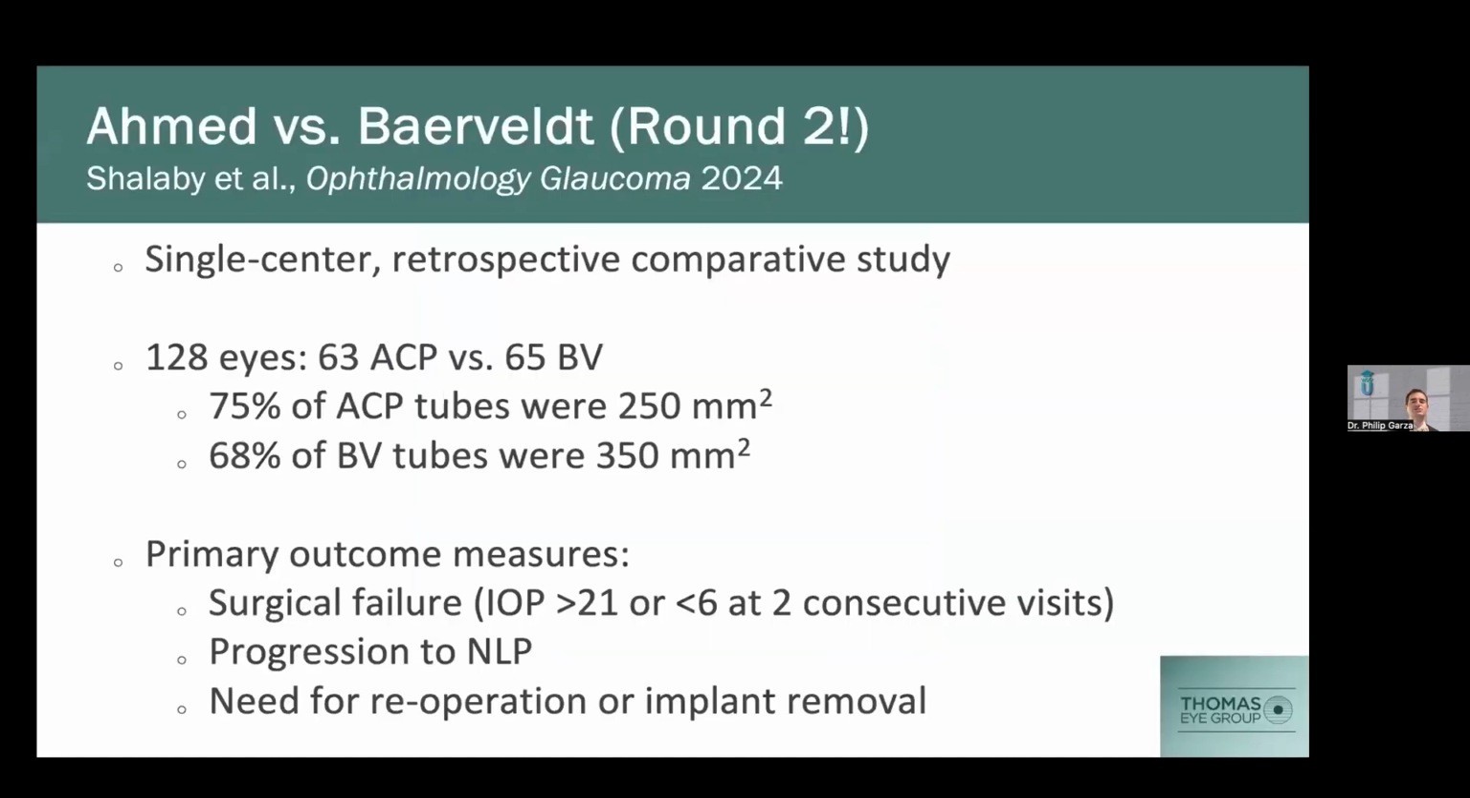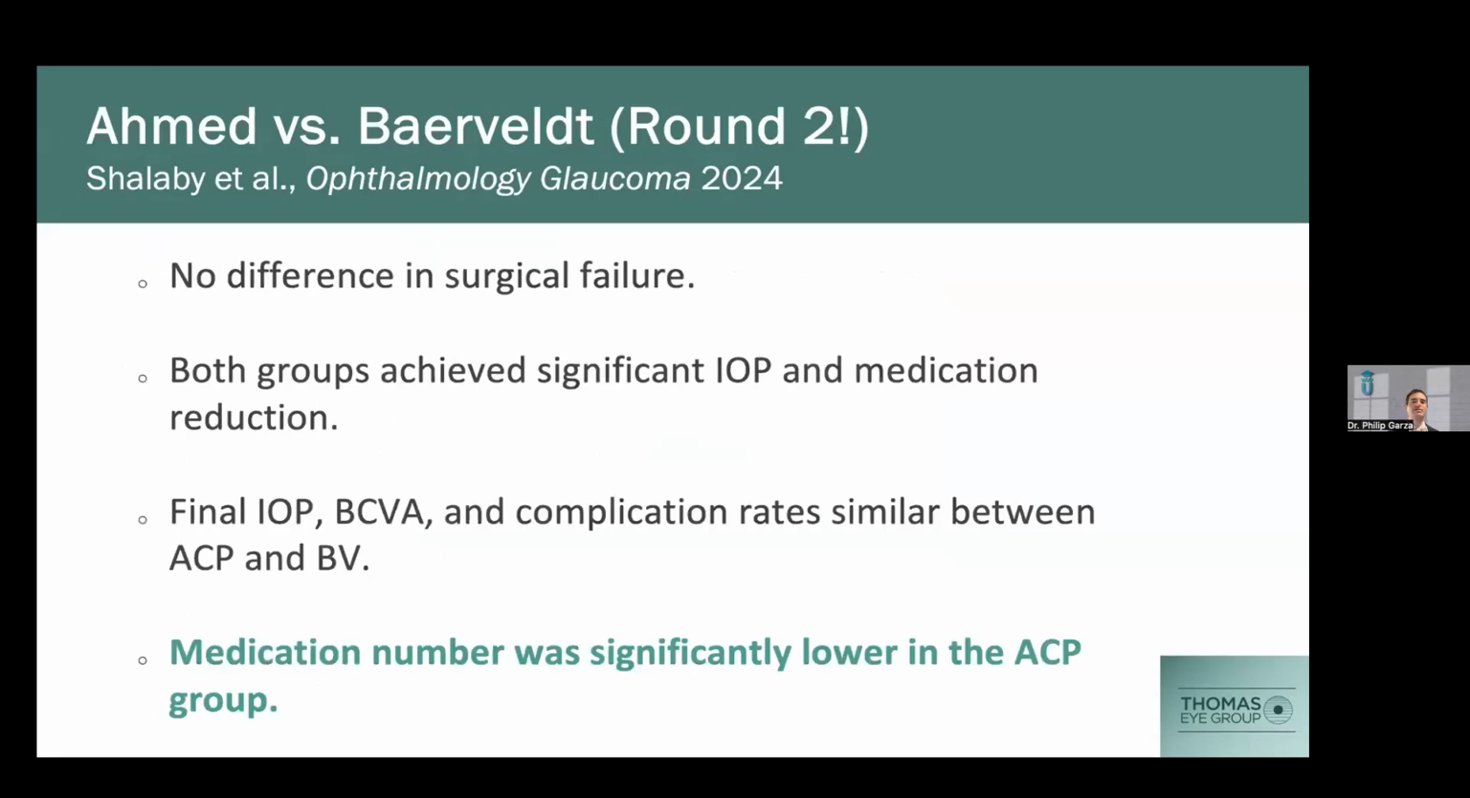This was a single center retrospective comparative study of 128 eyes, and roughly half and half received the Ahmed ClearPath versus the Baerveldt. Interestingly, most of the Ahmed ClearPath tubes were the little one, and most of the Baerveldt tubes were the big one. And they looked at surgical failure, progression to no light perception, or need for reoperation or implant removal. And there were no differences in surgical failure. Both groups achieved significant IOP and medication reduction. And the final pressure, visual acuity, and complication rates were all very similar.